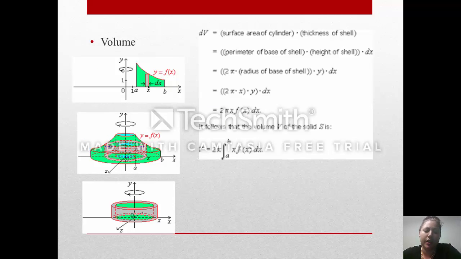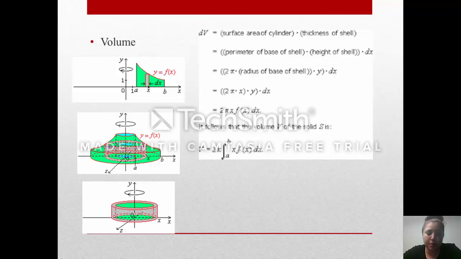Another application would be finding volume. So in this case, dV equals the surface area of the cylinder times the thickness of the shell. So we have a region that's bounded by the x-axis and y equals f of x from a to b. And we're going to rotate it around the y-axis, making this cylindrical looking thing. So in proper terms, this creates shells, cylindrical shells.